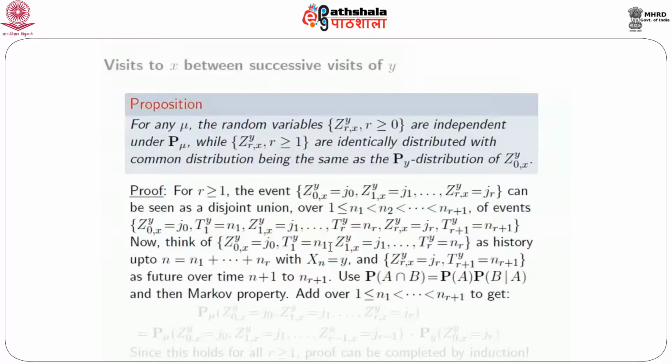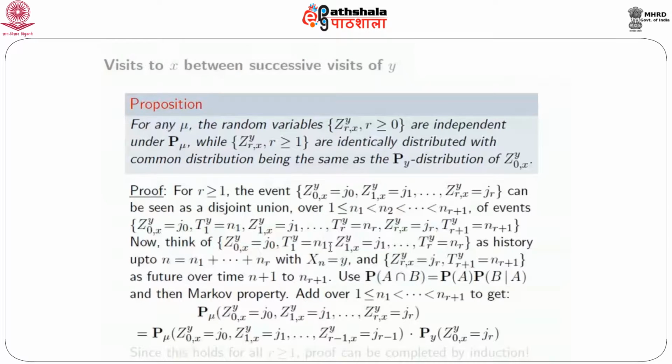And the remaining part of the composite event can be thought of as future over time n plus 1 to n_r plus 1. Now use the standard thing, probability of A intersection B is probability of A times probability of B given A, and then use the Markov property, and then add over all these integers n_1, n_2, ..., n_r plus 1 to get this final identity. The original event's P_mu probability is the P_mu probability of what we considered as the history part, and then conditioned on the history, the conditional probability of that future simply becomes P_y probability that Z_0^{xy} is j_r. You can see why that is so. It's just the simple Markov property.